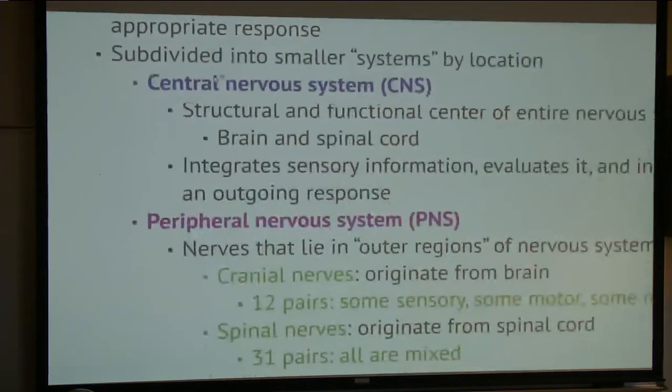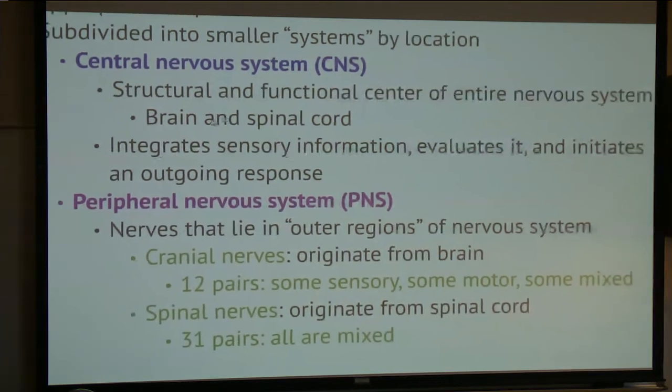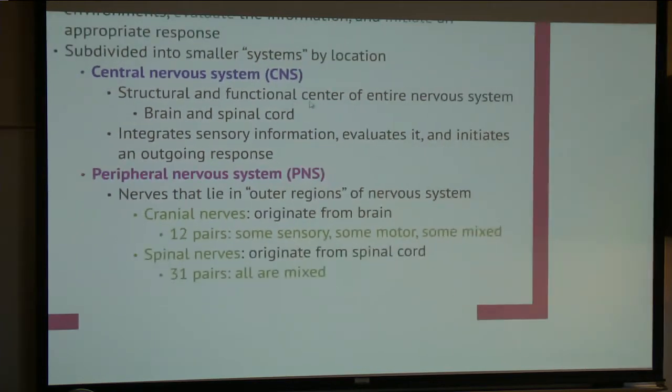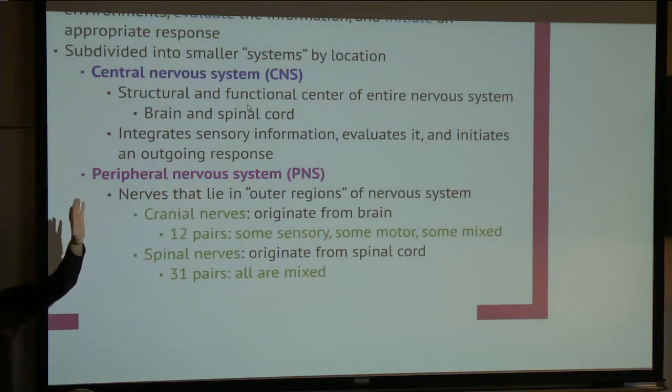Here we see a nice little review of central versus peripheral nervous system. Central, again, this is your center of your entire nervous system, and all we find is just the brain and the spinal cord. Okay, and this is kind of like the big boss of your nervous system. This is where all the integration and evaluation and coming up with this plan takes place.